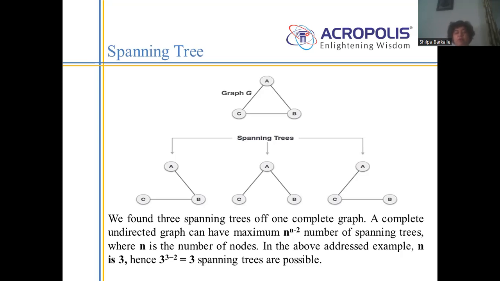And a formula is given here. If the number of nodes, the number of vertices in a graph, is n, then n raised to the power n minus 2 will be the maximum number of spanning trees that a complete undirected graph can have. So in the above example, as we have three vertices, 3 raised to the power 3 minus 2 equals 3. So there are three possible spanning trees of this graph.